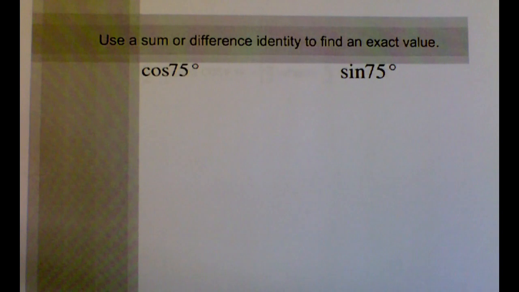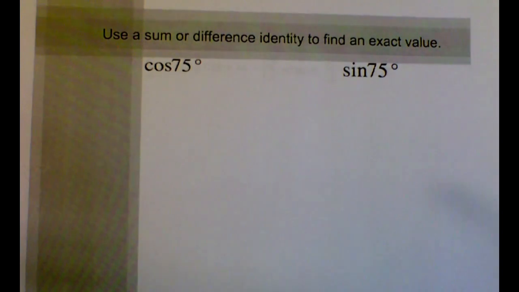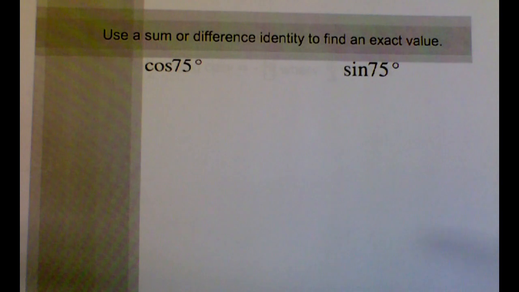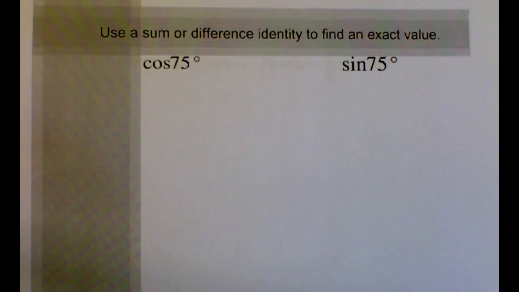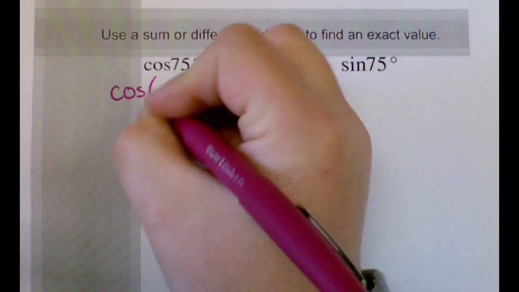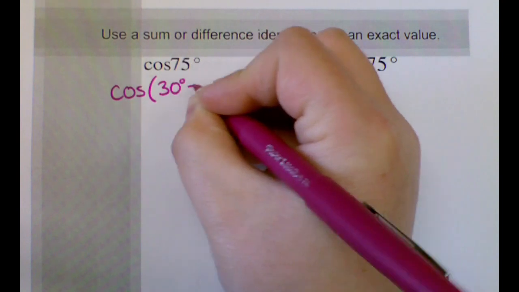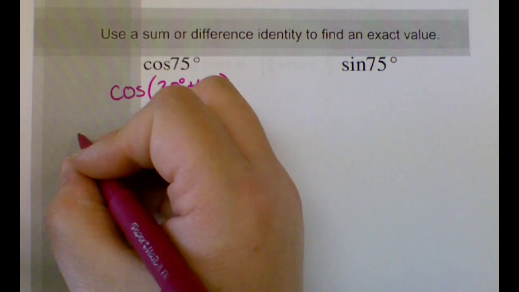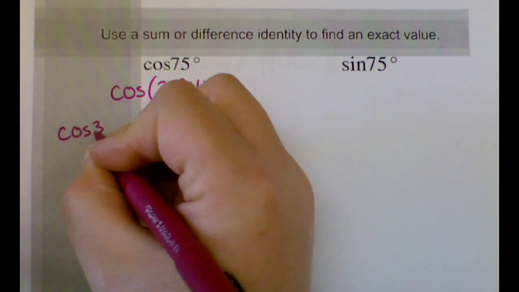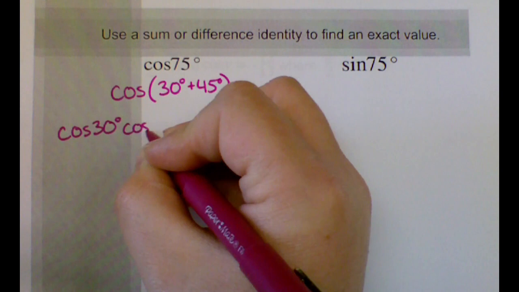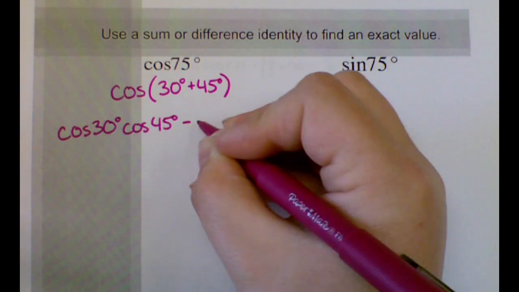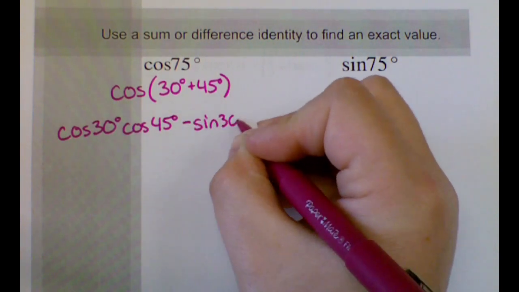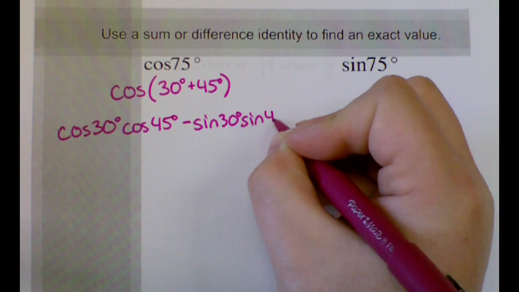All right, to get 75, let's see, I could take 90 minus 15. That's not helpful. I could do 30 plus 45. So let's break 75 into 30 degrees plus 45 degrees. So the cosine rule says cosine of the first times cosine of the second minus sine of the first times sine of the second.